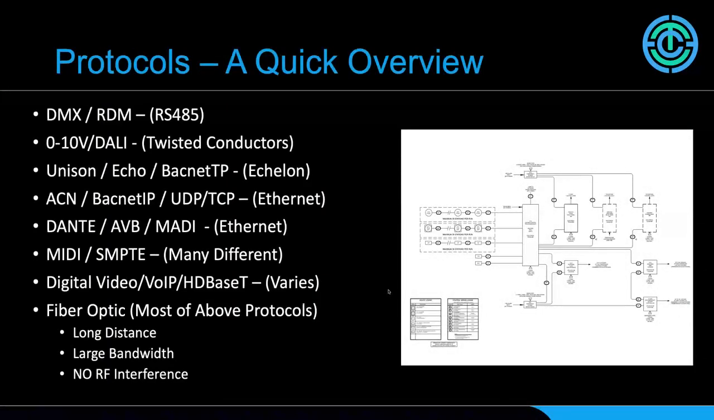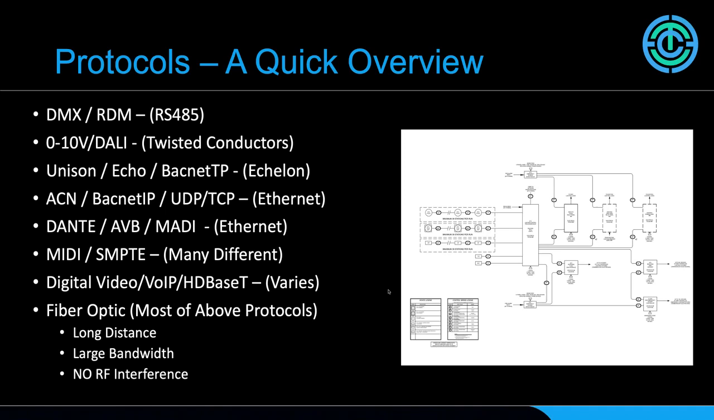Some of the protocols that we wanted to talk about today really quickly for everybody to understand: we have DMX and RDM, which are a lighting protocol standard, which is basically RS485 distributed throughout your venue. We would be talking in our integrated systems about both 0 to 10 and DALI, which is a twisted pair conductor. It runs over usually some 16 gauge wires, and one of those is addressable. DALI can actually be an addressable system as well, power and data over the same set of wires.